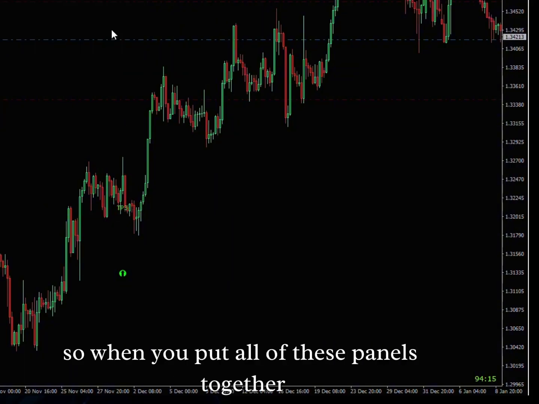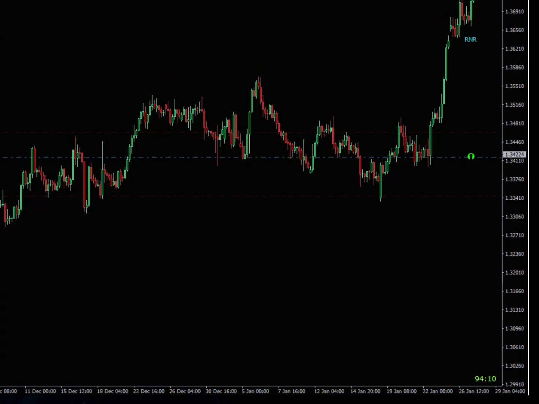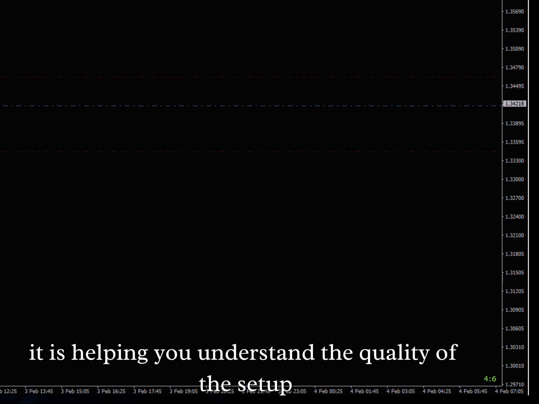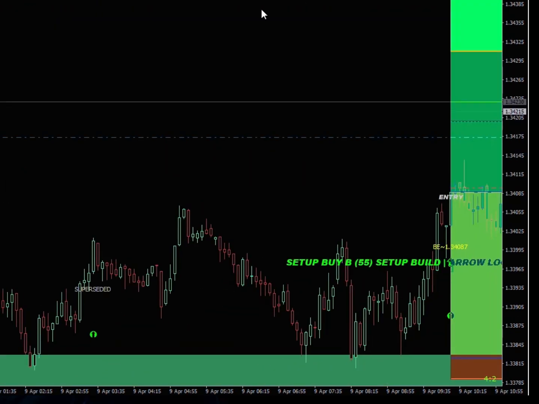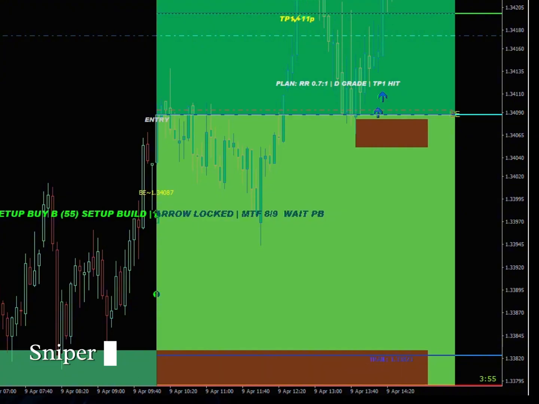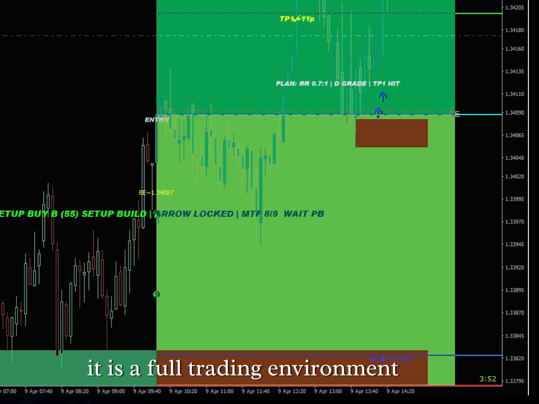So when you put all of these panels together, the indicator is doing something very powerful. It is not only identifying a setup. It is helping you understand the quality of the setup, the market context around it, the progression of the trade, the key management levels, and the overall behavior of the system over time. That is why Quantum Trend Sniper PRO feels different from a standard indicator. It is a full trading environment.